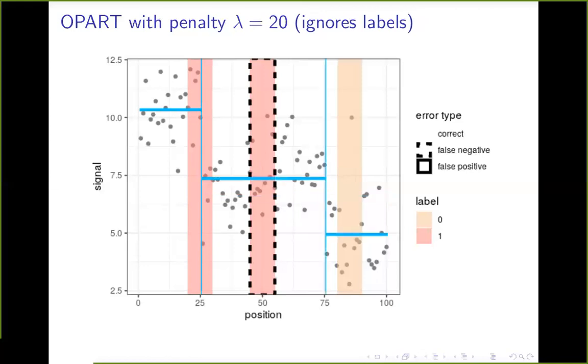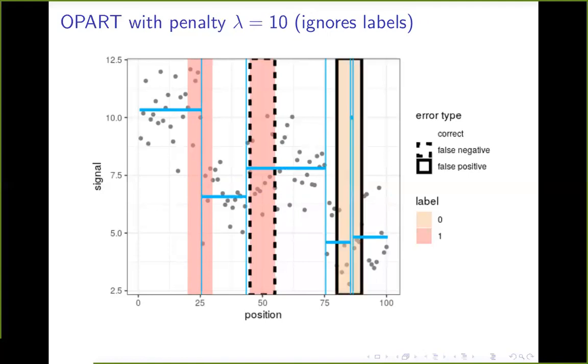And going on, here we have a model with a penalty of 20, a penalty of 15, a penalty of 10. Starting at a penalty of 10, we start to get a jump up and down here in this negative labeled region, right? This negative label says we don't want any changes in this region. When the model detects a change up and down here, we call that a false positive, right? So that, with the dark black border, is a false positive.